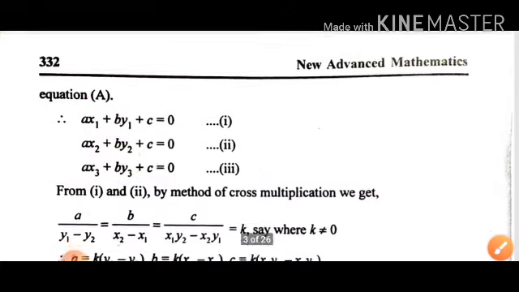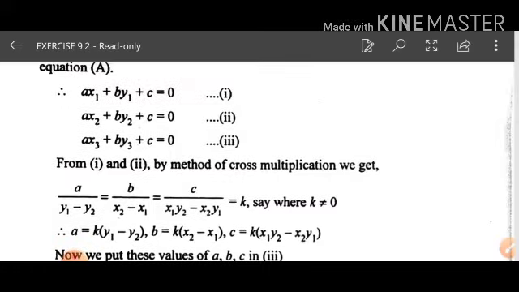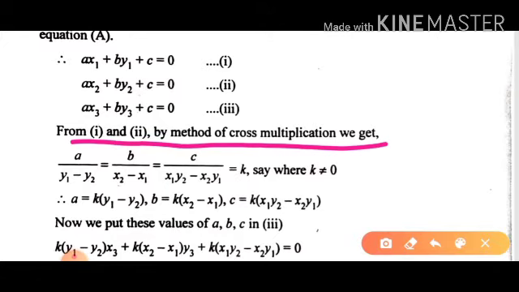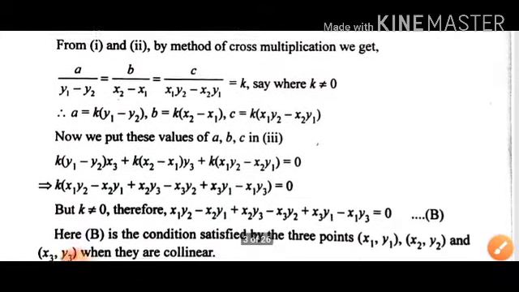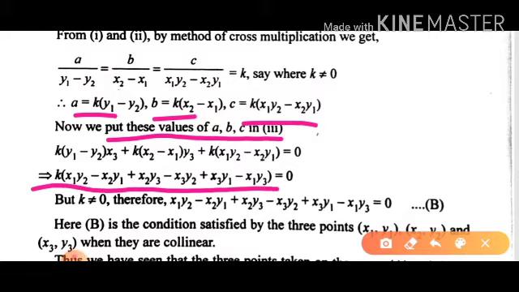Now on solving equations 1 and 2 by the method of cross multiplication, we can find the values of a, b and c as this. Then on putting all these values in equation 3, we find k times this expression is equal to 0. You can do it by yourself also.